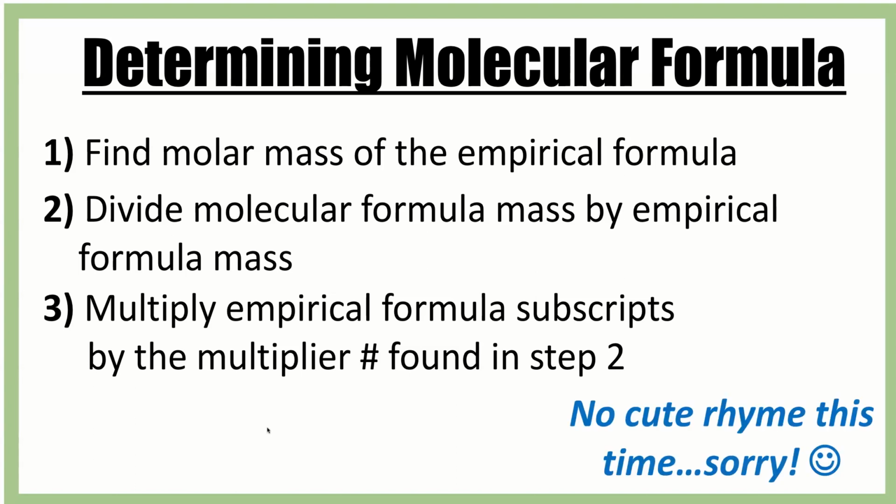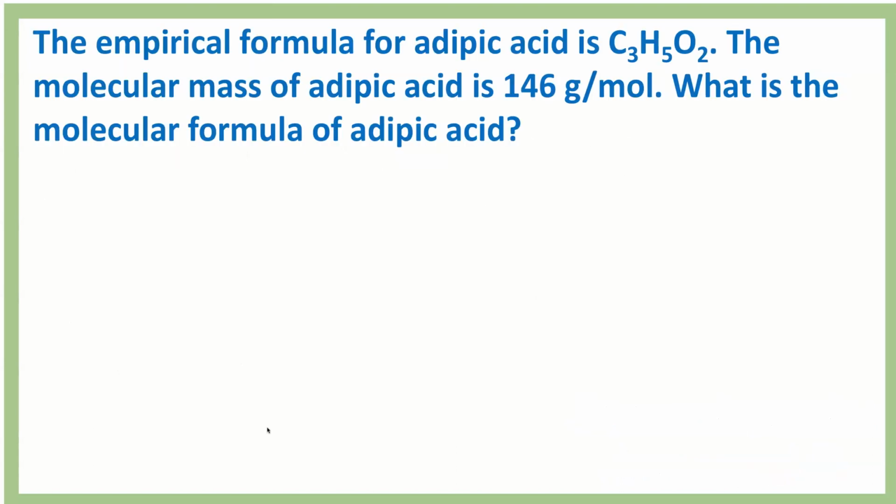Easy enough. Unfortunately, no cute rhyme this time. I'm sorry. But don't forget the rhyme. Percent to mass, mass to mole, divide by small, multiply till whole. So, the empirical formula for adipic acid we found to be C3H5O2. The molecular mass of adipic acid is 146 grams per mole. What is the molecular formula of adipic acid?